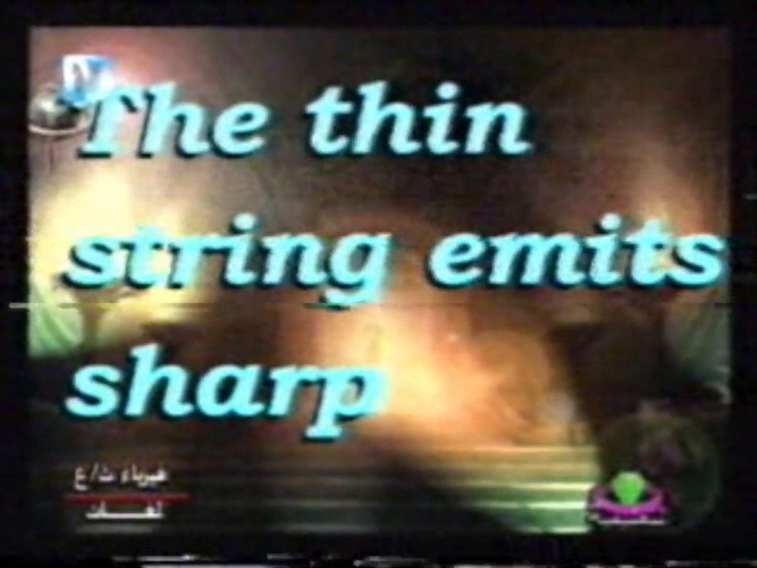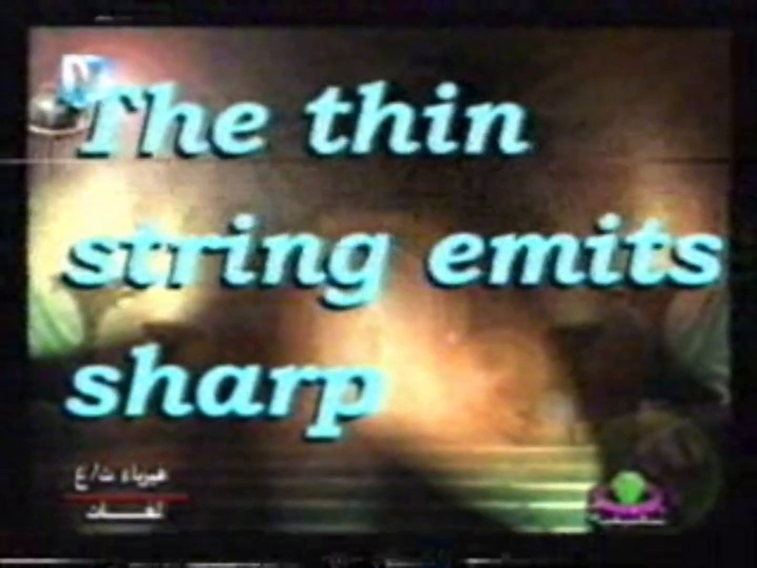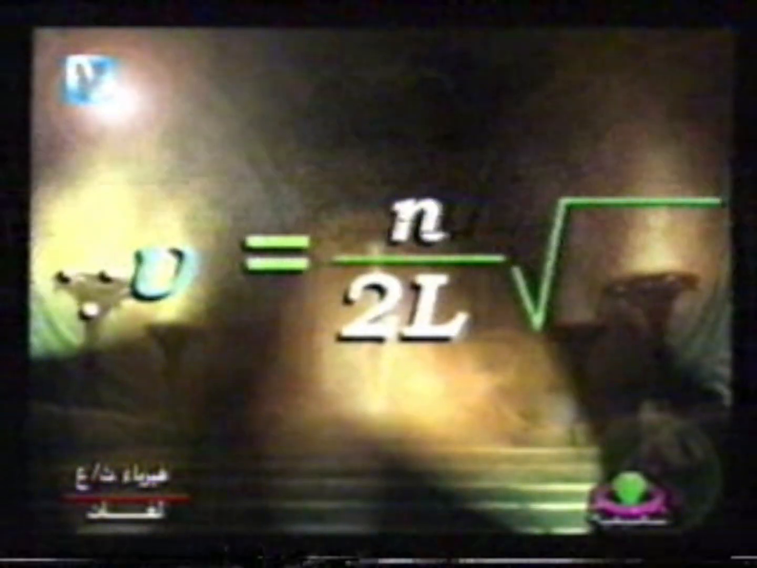Second one, give reason for. The thin string emits sharp tones, while thick one emits thick tones. Do you know the answer? Since nu equals n over 2L root F_T over m, from this relation, it is clear that the frequency nu is inversely proportional with the root m, the mass per unit length.